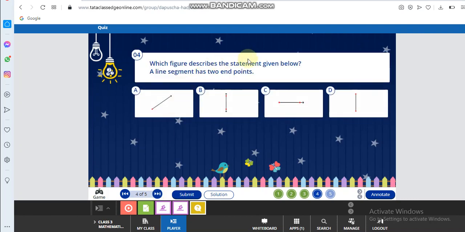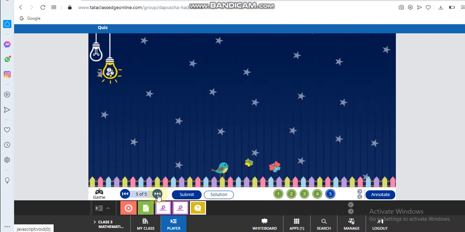Which figure describes the statement given below? A line segment has two endpoints. So line segment, two endpoints. This is ray, one dot and one arrowhead. This is having two arrowheads. This is line, one dot and one arrowhead. This is ray. So this is having two endpoints. So this is the correct figure. Now next question.